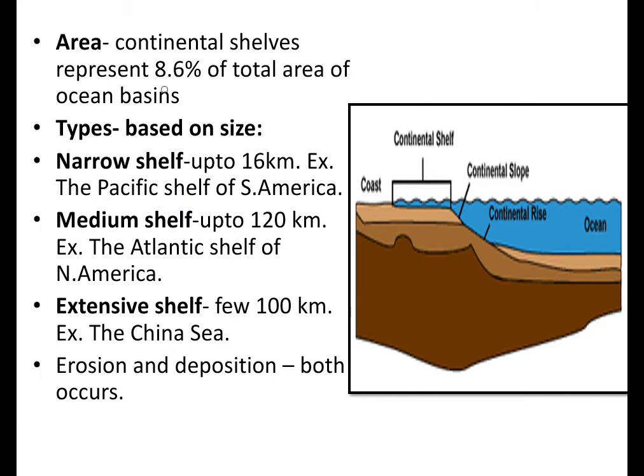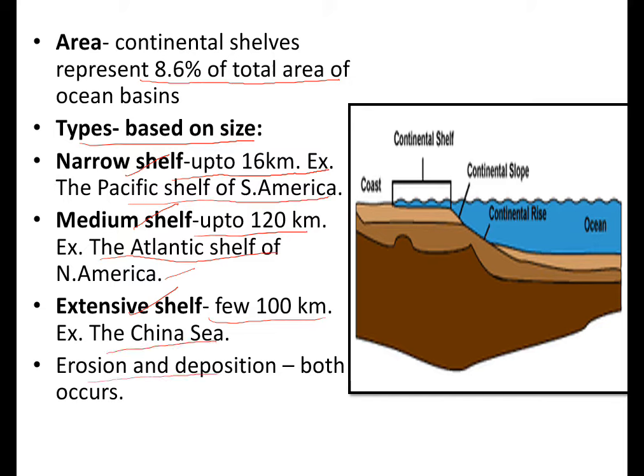Area of continental shelves is around 8.6% of total area of ocean basins, and based on size it can be classified into narrow shelf, medium shelf, and extensive shelf. If it is up to 16 kilometers, it's called narrow shelf, for example, the Pacific shelf of South America. Medium shelf is up to 120 kilometers, for example, the Atlantic shelf of North America. And the extensive shelf will be a few hundreds of kilometers, for example, the China Sea.